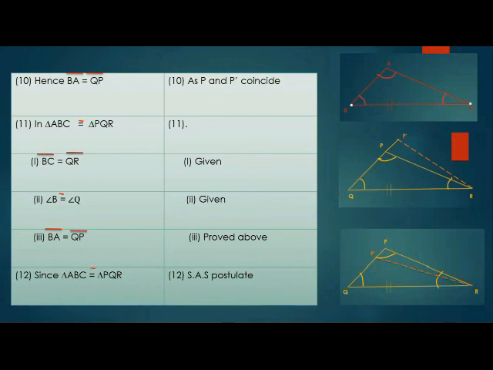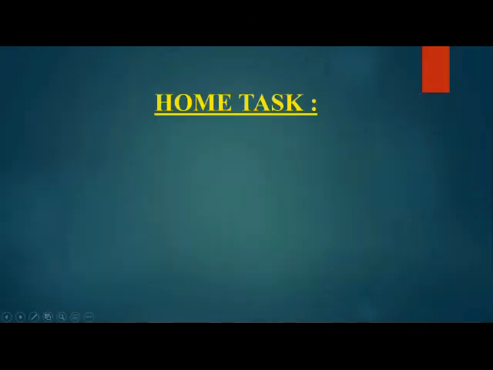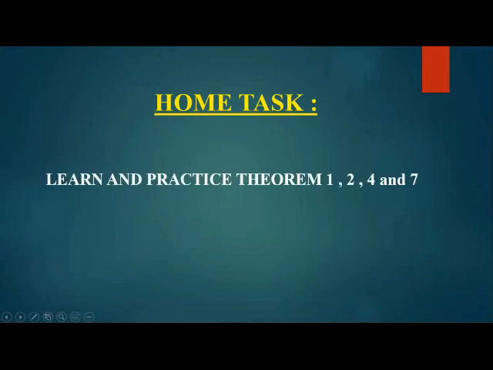So if both the triangles are congruent to each other, it has been proved that if in any correspondence of two triangles, one side and any two angles of one triangle are congruent to the corresponding side and angles of the other, then the triangles are congruent to each other. So that's all for now.